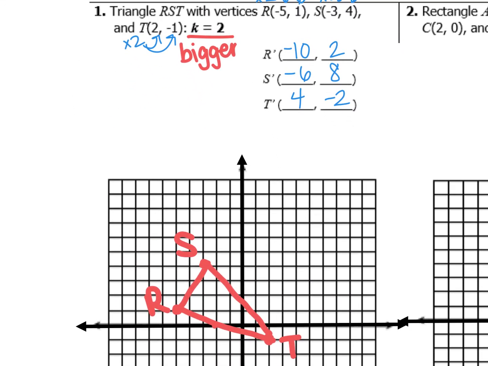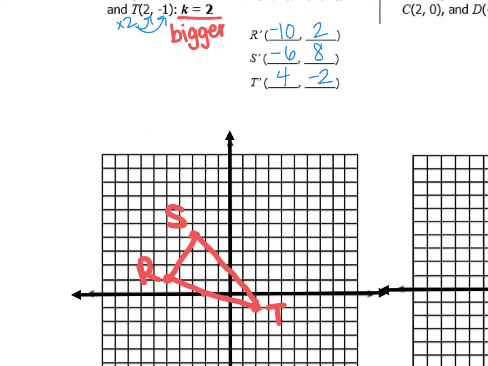So now that I have the new points, same process as before, go ahead and graph them. I'm going to graph the point -10, 2, and that's R prime. -6, 8 for S prime. And then T prime is at 4, -2. Now make sure that you are labeling all of your points and that you have your prime marks to show that the bigger triangle is the new one. So you can see that our triangle is about twice as big.